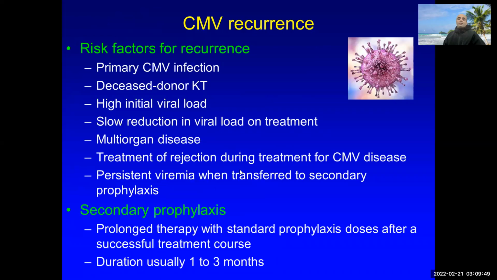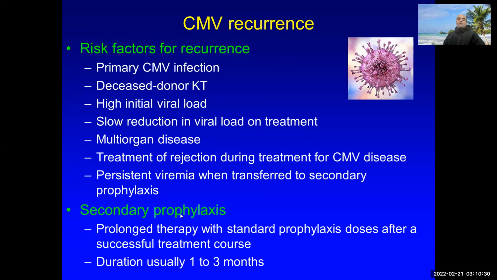CMV recurrence. Risk factors for recurrence: primary CMV infection, meaning the patient was not immune before, not infected before; deceased donor kidney transplant; high initial viral load; slow reduction in the viral load on treatment; multi-organ disease; treatment of rejection with IV immunosuppression during CMV disease; and persistent viremia when transferring to secondary prophylaxis.